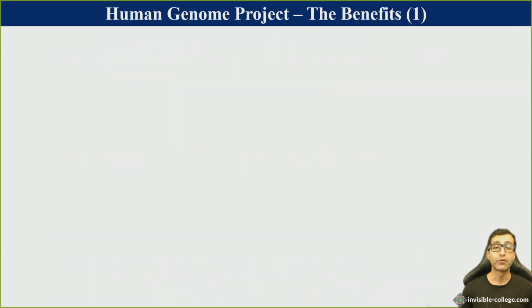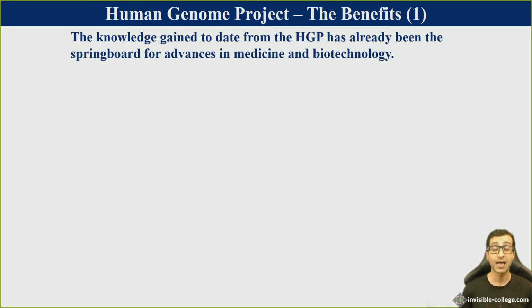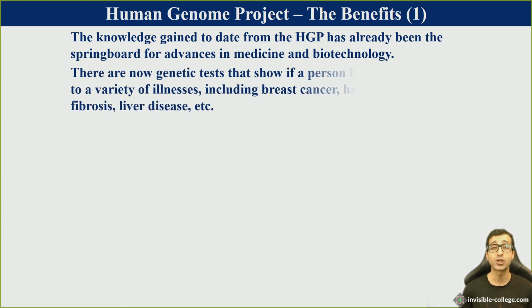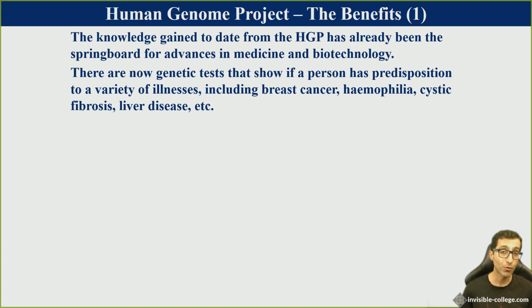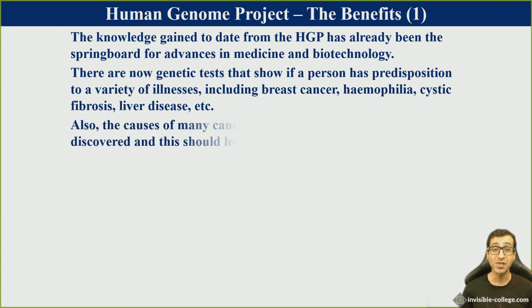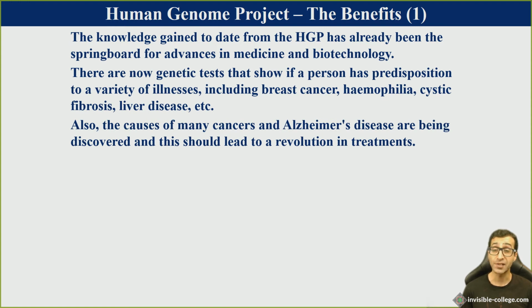So the knowledge gained from the Human Genome Project has already been the fountainhead of major advances in medicine and biotechnology and various other disciplines. So there are now genetic tests that can show if a person has a predisposition to a variety of illnesses, and these include breast cancer, haemophilia, cystic fibrosis, liver disease, and various other conditions. Now also the causes of many cancers as well as diseases like Alzheimer's disease are being discovered, and this should eventually lead to a revolution in the treatments of these conditions.